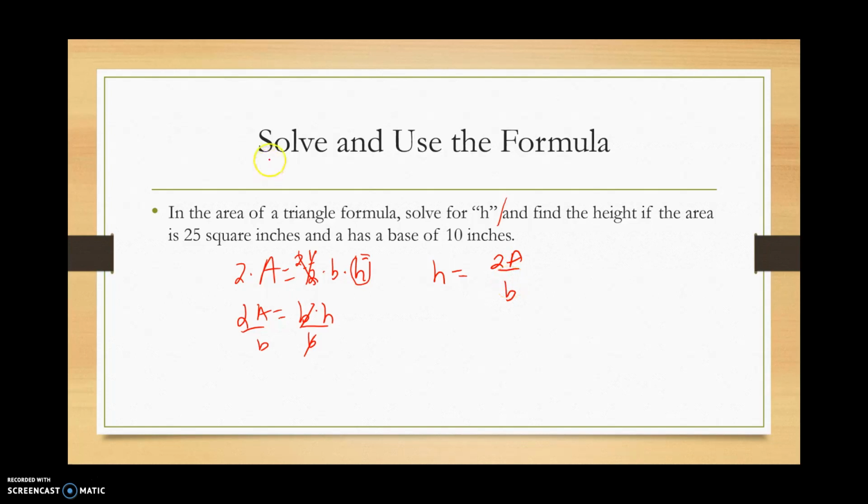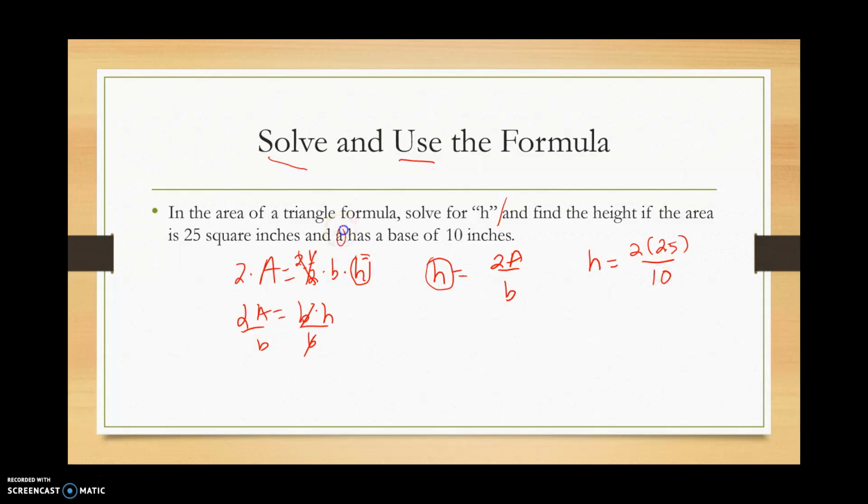Now, so we solved it. Now we're going to use it. It says, and find the height. So we're trying to find the height if the area is 25. So I like to plug in the information when it's given. So 2 times the area, which is 25 square inches, and has a base of 10 inches.